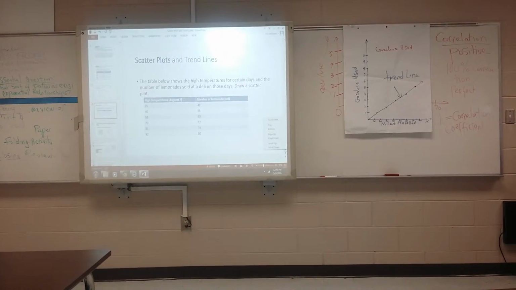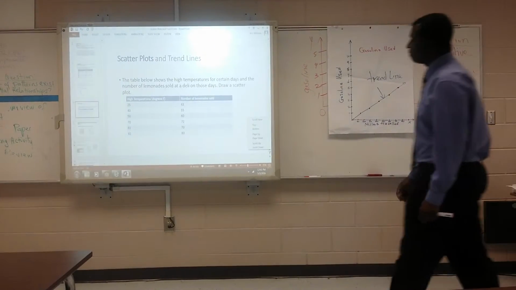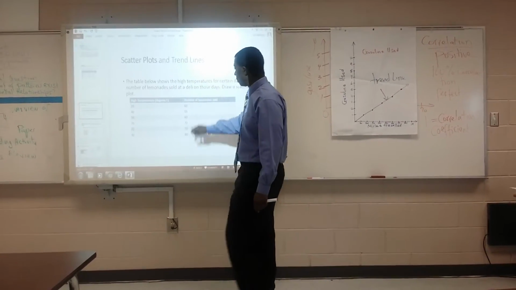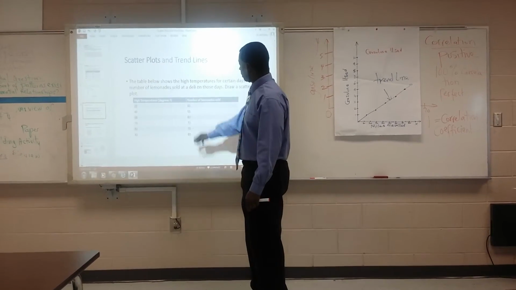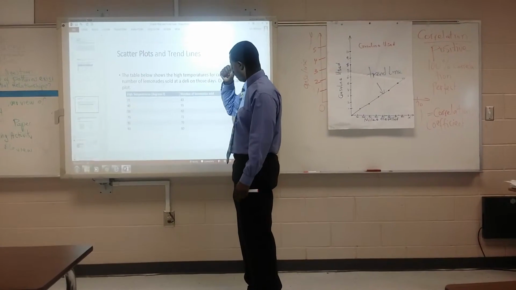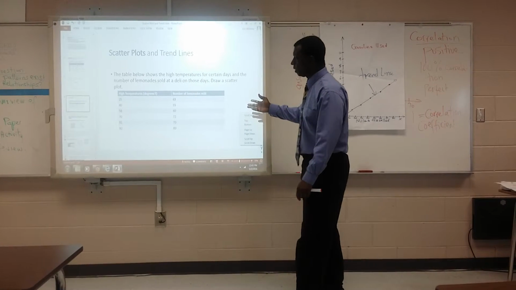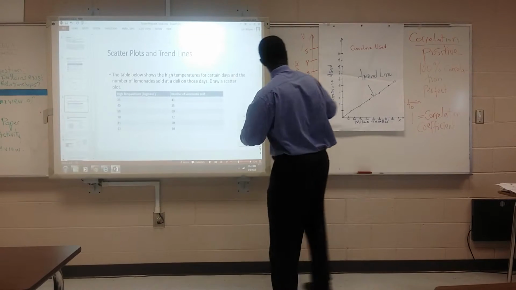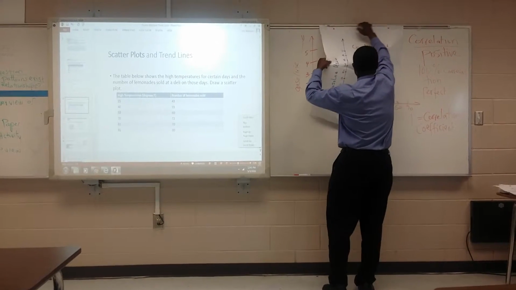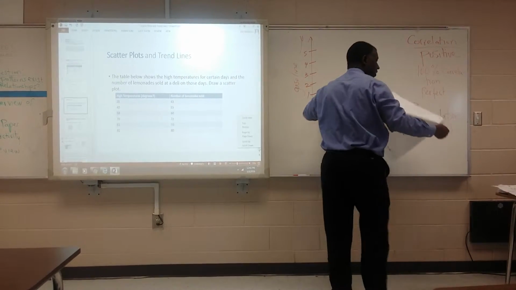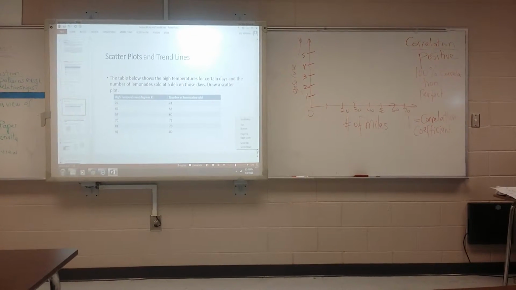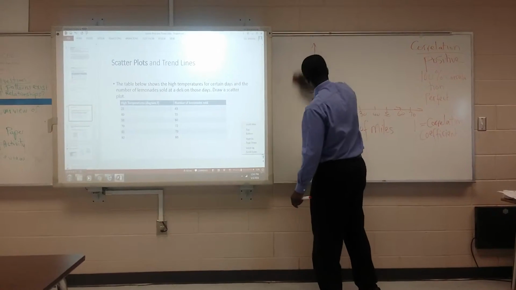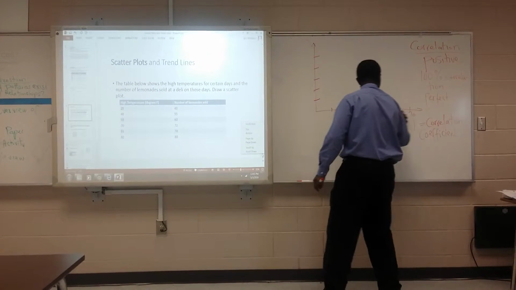All right, now we have our second example. In this example, we have high temperatures, all right, and the number of lemonades sold. And we are being required to draw a scatter plot of this information. Just like the previous one, it's going to be the same thing. It's going to be presented on the coordinate plane, all right? And then we are going to make a determination as to what is the dependent variable and what is the independent variable. All right, that's the first thing we've got to do.